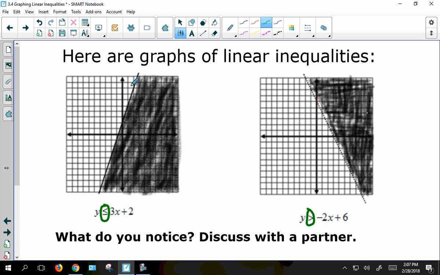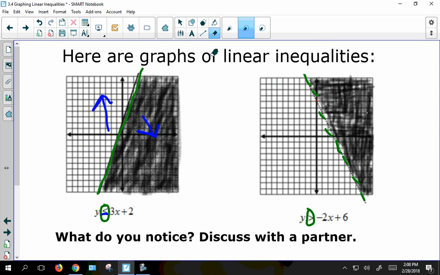But what do you notice about these right here? What kind of line? This one has a solid line. What kind of line does this one have? Dashed or dotted, yes. Now, notice here, look. This one has an or equal to. So, solid line underneath your monster, solid line on your graph. No solid line underneath your monster, dashed line on your graph. All right? Then you have to shade. You either shade above the line or below the line.